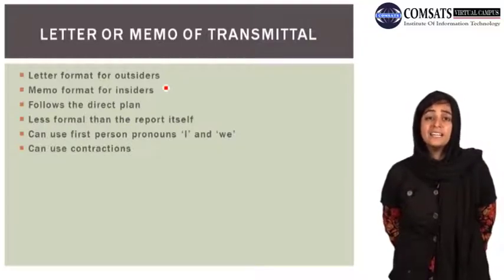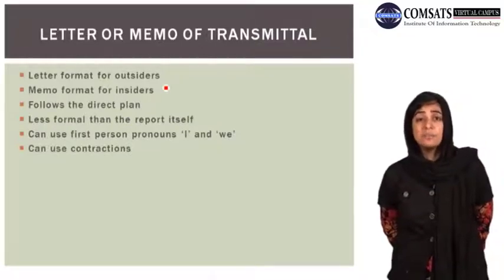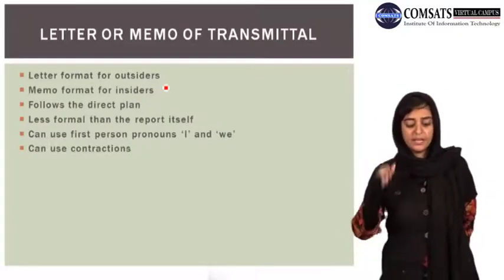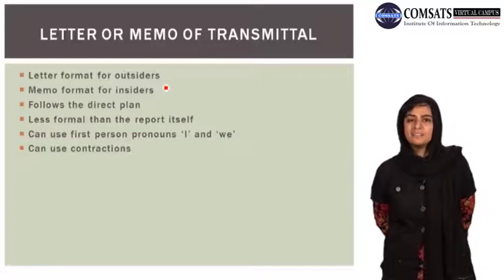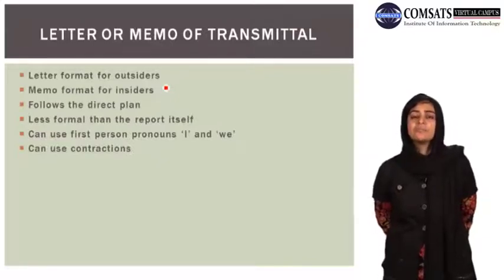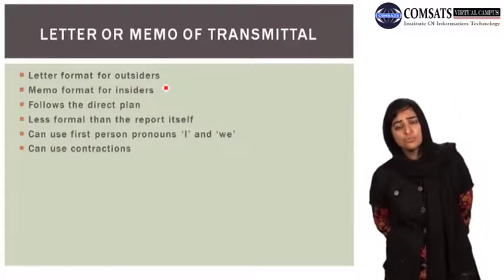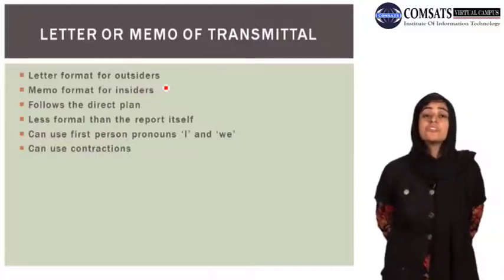And for the transmittal, you will follow the memo style if it is for internal communication. That means if you are writing a memo or transmittal for people of your own organization. The letter of transmittal normally follows the direct plan. That means it mentions the recommendations, and it is a bit informal, less formal compared to other parts of the report. You can use first person pronouns like I and we, which normally are not recommended in the other portions of the report. But in the letter of transmittal, yes, you can use the first person pronouns. And you can also use contractions, by the way.